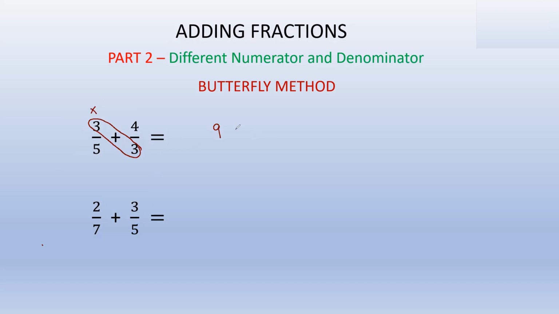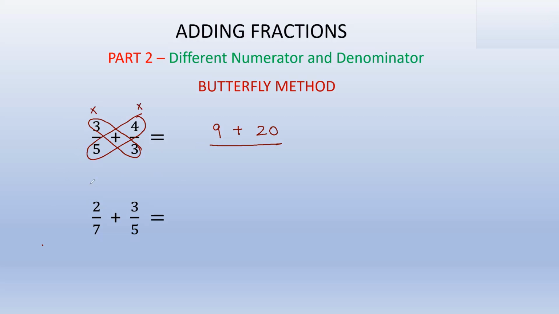Since there is an addition in between, so we add this to what? The second wing. The numerator of the second fraction and the denominator of the first fraction. So 5 times 4, we multiply, we get 20 and we write down here.